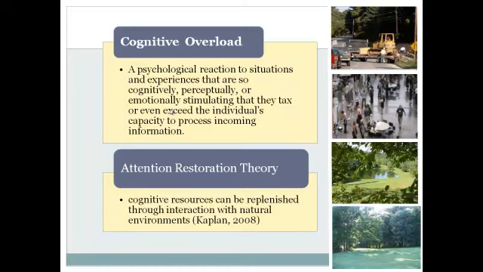Nevertheless, you can go and restore yourself in a natural environment where your cognitive resources can be replenished. That's based on attention restoration theory. You can think about this too: if you've ever been on a retreat, that's the purpose of what a retreat does. It takes you away from the hustle and bustle of the office and allows you to reconnect.